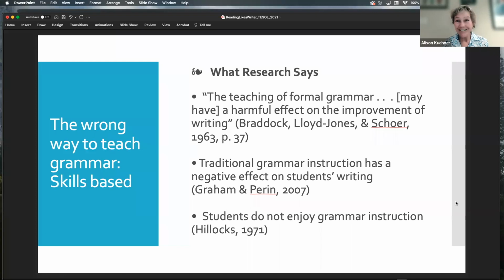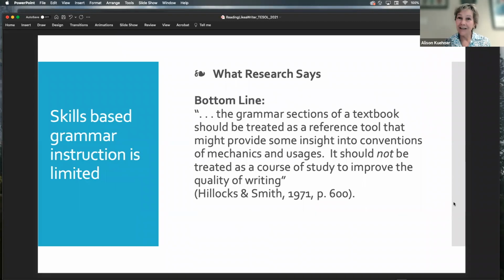And then students don't really like grammar instruction. It's not a lot of fun for them. Fortunately, it's a lot more fun for most students to read and write than it is to spend time on grammar lessons. All right. But I think that it's not like we need to throw out grammar instruction completely.